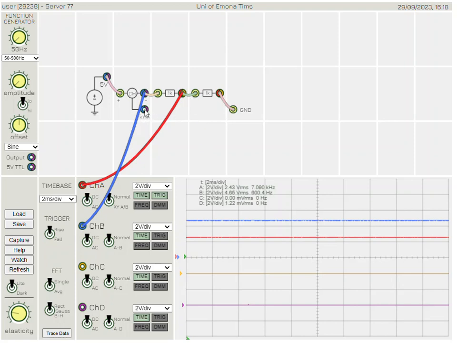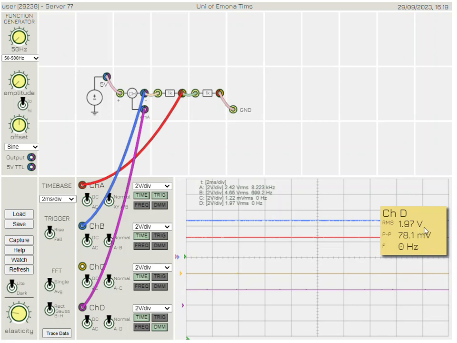Now let's have a look at the current flowing through this component. To do that, we connect the current meter output to the purple terminal. Once again, the current meter is able to be connected to the blue or the purple terminal, and the purple signal in volts is the current in milliamps. So let's have a look at that. The purple signal, channel D, is 1.97 volts, which corresponds to 1.97 milliamps.